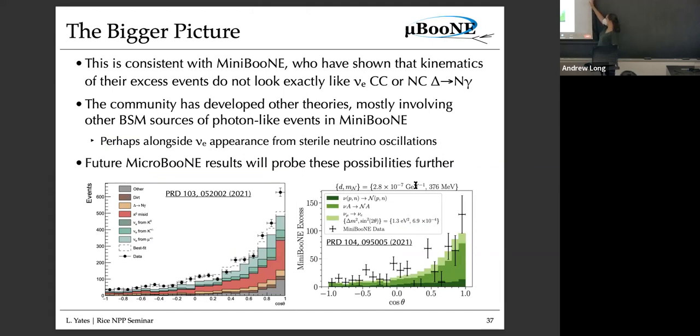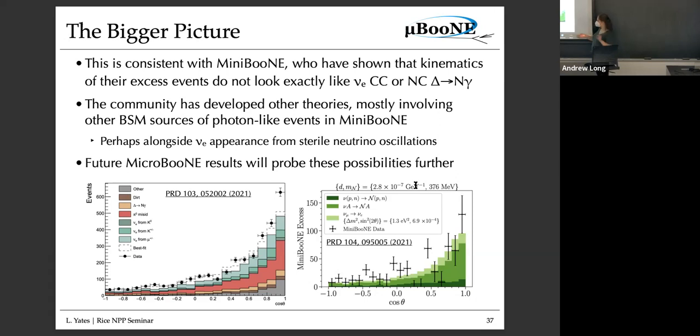So MiniBooNE itself has actually, in the last couple years, put out results that are consistent with this, in the sense that if you explore the MiniBooNE data in 2D space and in spaces other than reconstructed energy, their results don't really look like this either. I've just cherry-picked one plot, which is cosine theta of the candidate electron shower, the angle relative to the beam. And you can see this excess is really quite forward peaked in a way that the NUE backgrounds and the NC delta background are not.